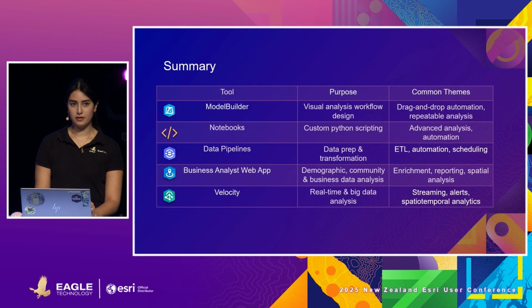So those were quite a few different tools that allow you to perform analysis. Some of them look very similar, like Model Builder, Data Pipelines, and ArcGIS Velocity, where you can string things together, but they all have a different purpose, and they're used in different ways. So just as a summary slide for all the things we just covered in the analysis section.